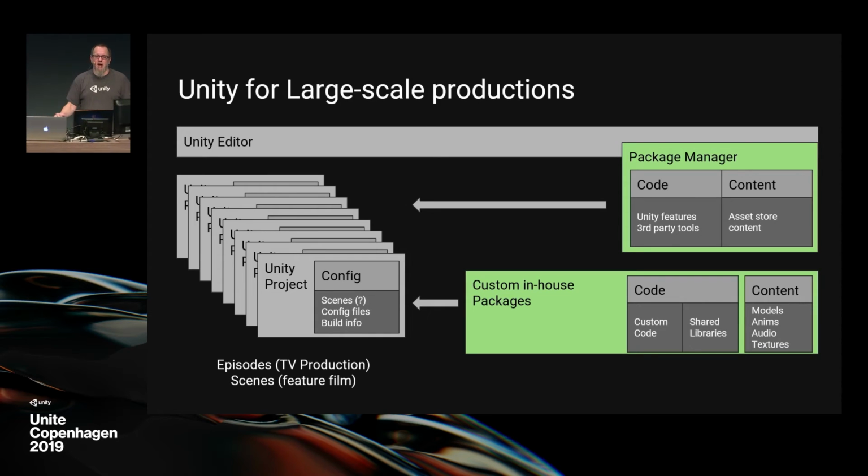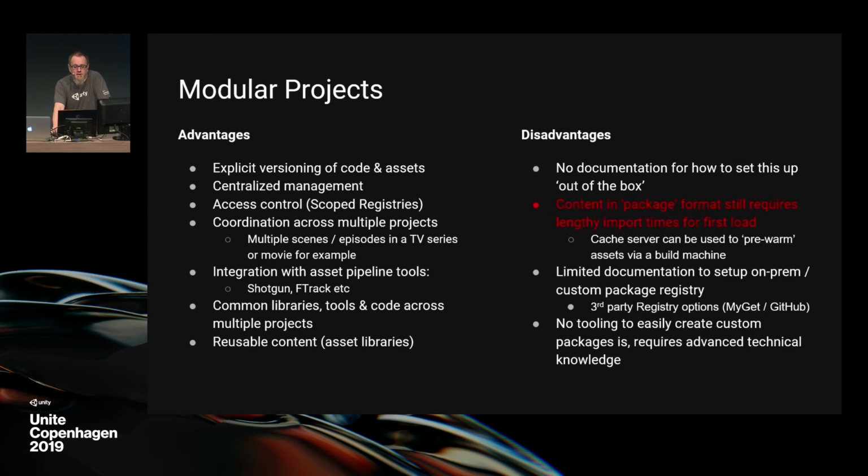They don't need to load the entire 3 terabytes of assets that you might have for your feature film. So, some advantages and disadvantages. The advantages: you can explicitly version your code and assets. You can have some sort of centralized management. Access control, scoped registries allow you to have permissions. By default, packages are read-only, so artists can ingest them but not modify them.